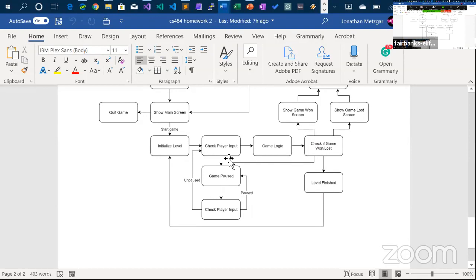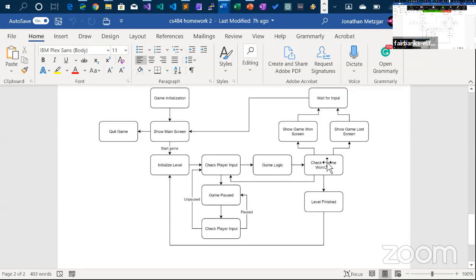If you need to pause the game, you have some way of moving the game into this pause state until they unpause it. And then if the game was won or lost, you can go to the won screen, and then you might want to wait for input so it doesn't just flash by in a second and then you're back in the main menu.